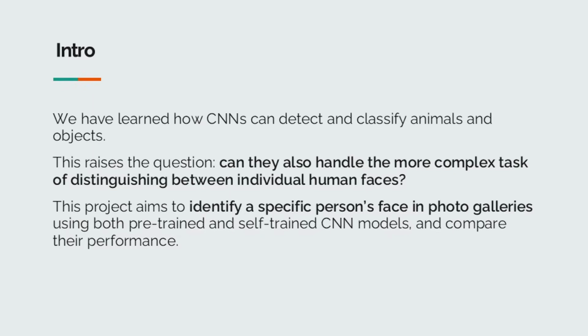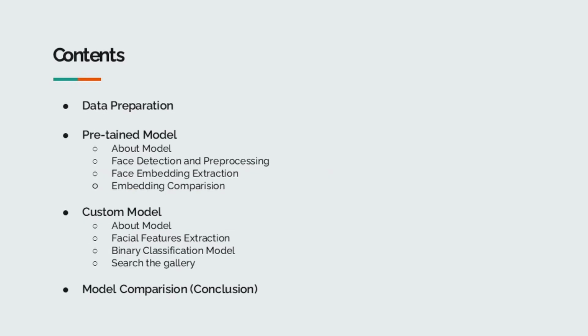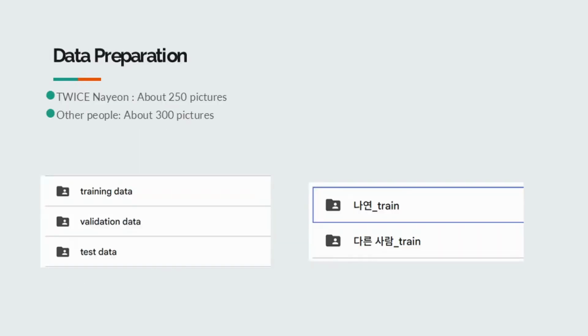We explored two approaches, using a pre-trained face recognition model and building a CNN from scratch. Today, we'll walk through both methods, compare their performance, and share what we learned. Here is a brief overview of our presentation. We collected around 250 images of Nayon and 300 of others for our datasets. Then the images were split into training, validation, and test sets for both approaches.